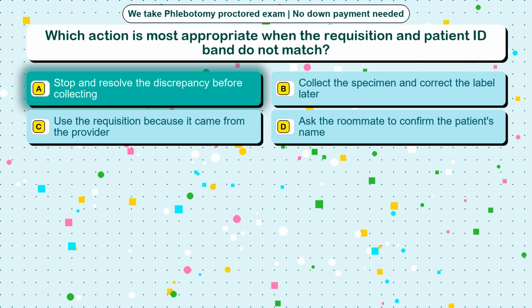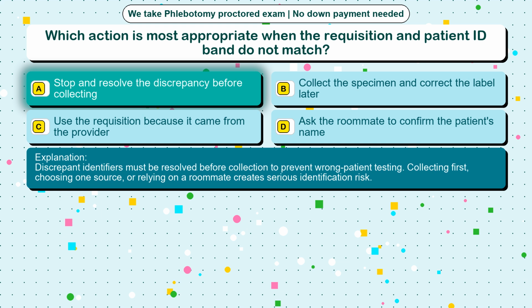The correct answer is option A. Stop and resolve the discrepancy before collecting. Discrepant identifiers must be resolved before collection to prevent wrong patient testing. Collecting first, choosing one source, or relying on a roommate creates serious identification risk.